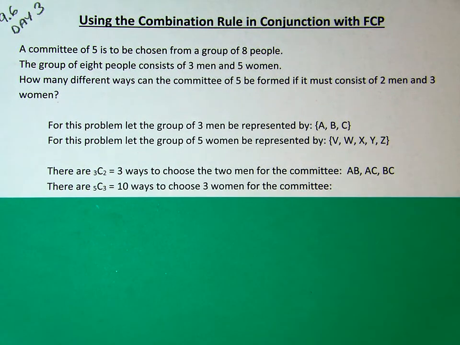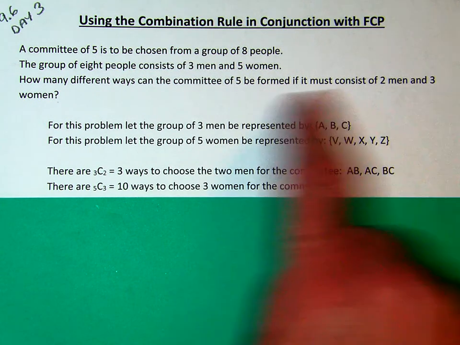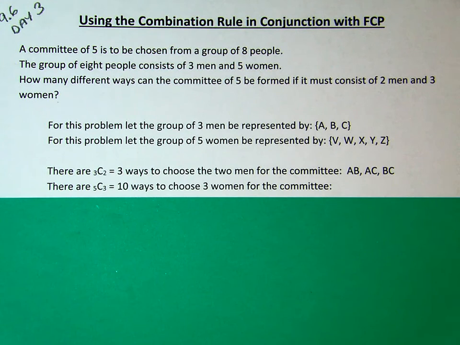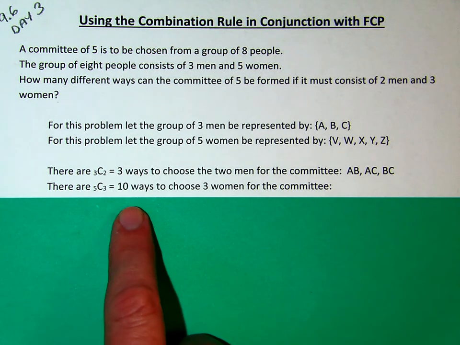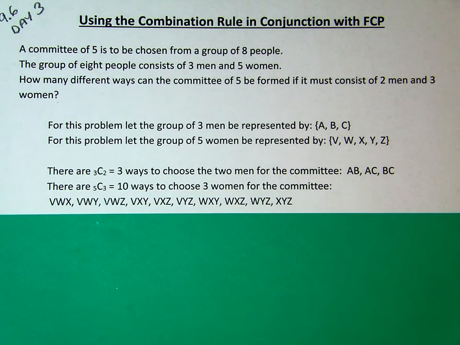Now for the women, there's 5 total women to choose from, and we want 3 of them. So 5C3 is 10. There's 10 ways to choose the 3 women for the committee. This is a list of all the different ways you can pick 3 women from a group of 5.